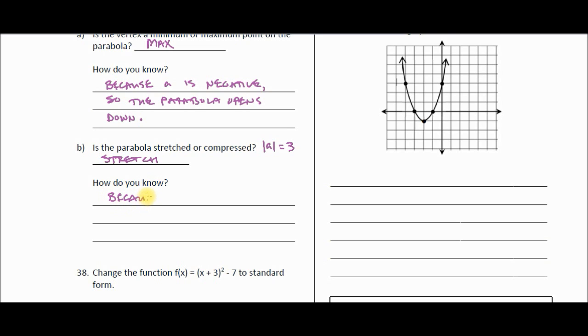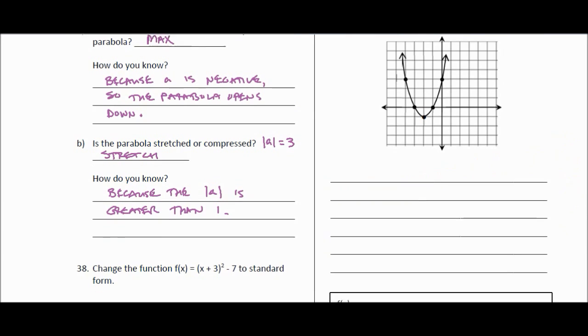Because the absolute value of a is greater than 1. That's it. Absolute value of a is greater than 1.